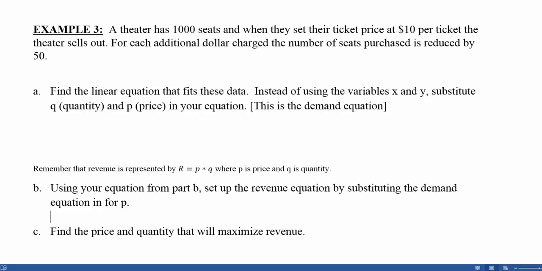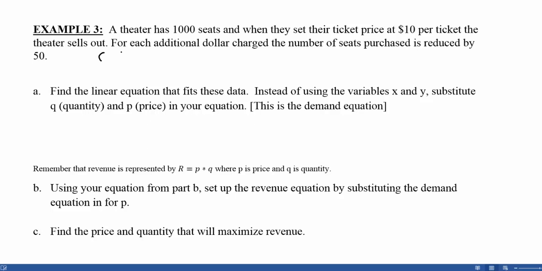Instead of using the variables x and y, substitute Q and P into your equation. This is what we call the demand equation. The demand equation relates how many tickets will be demanded depending on the price that you're picking. So we want to have a relationship with Q and P. It doesn't matter which way we set this up, as long as we're careful and we're consistent. So how do we do this?